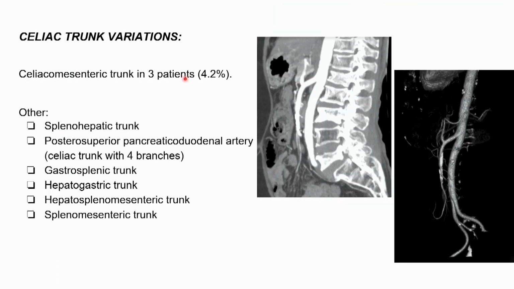Celiac trunk variations. The most common celiac trunk variation seen was celiaco-mesenteric trunk. Here, the celiac trunk and the SMA have a common origin from the aorta. Here also we can see the celiac trunk and the SMA having a common origin.